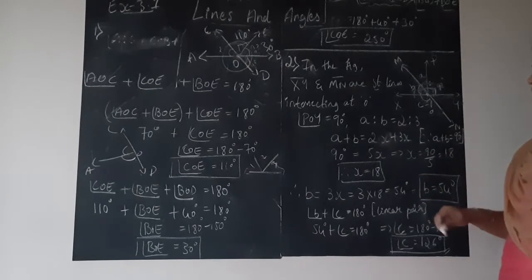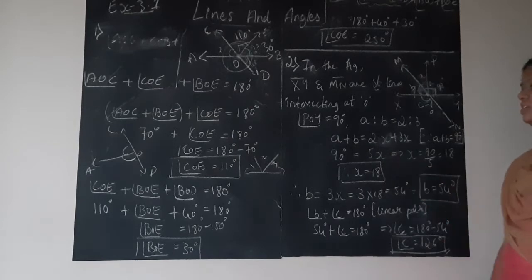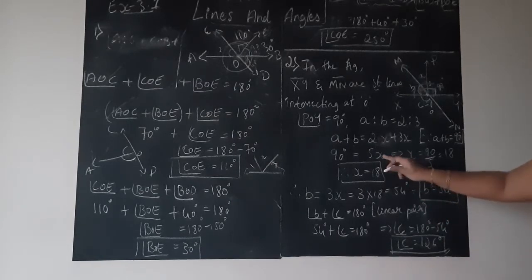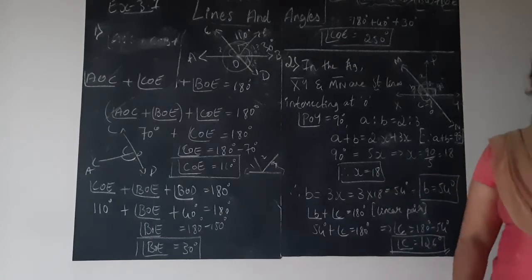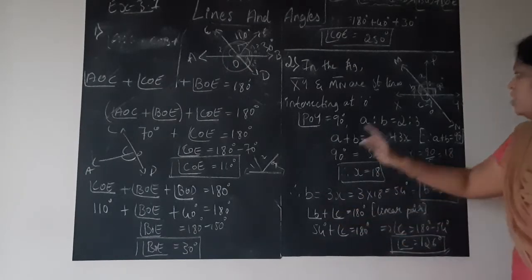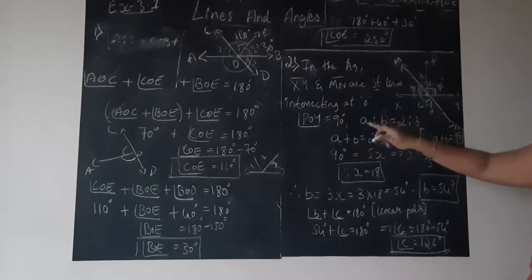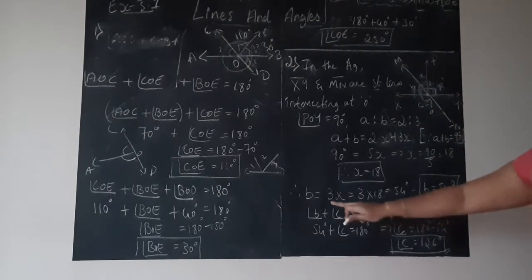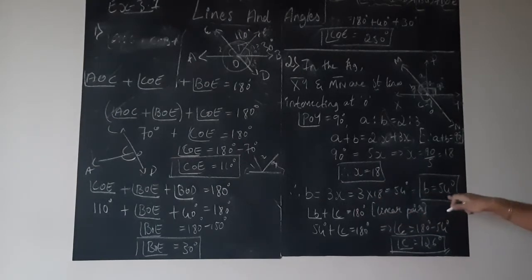Taking the ratio 2:3 as 2x plus 3x, in place of A plus B I am substituting 90 degrees. 2x plus 3x is 5x. So x will be 90 degrees divided by 5, which gives x equal to 18. Now we know the value of B. A is to B is 2:3, so B is 3x, and 3 into x, which is 18. If you substitute 18 into 3x, for B we get 54 degrees, children.